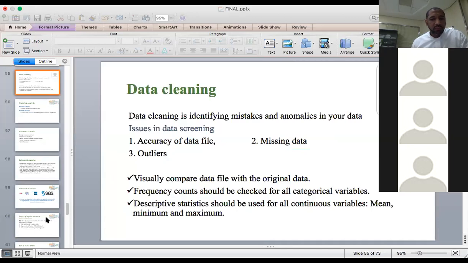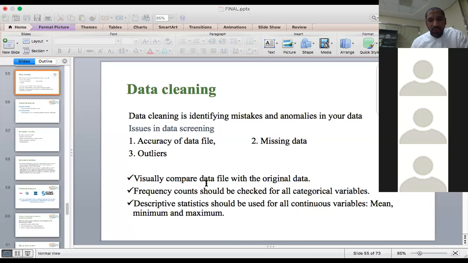So we have to identify the missing data. We have to test the accuracy of the data entered. We have to identify what we call the outliers. And this is done through data cleaning. How do we do data cleaning? First of all, we visually compare the data file with the original. And then we may perform some descriptive statistics.